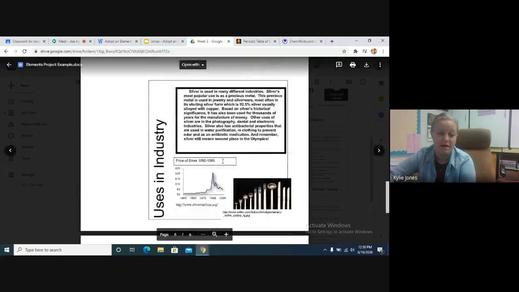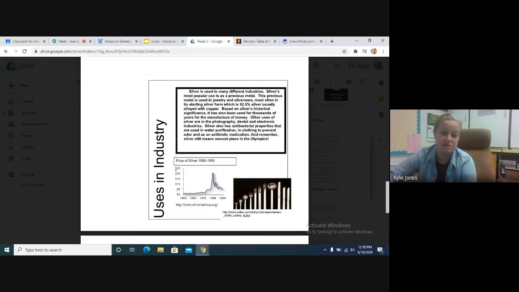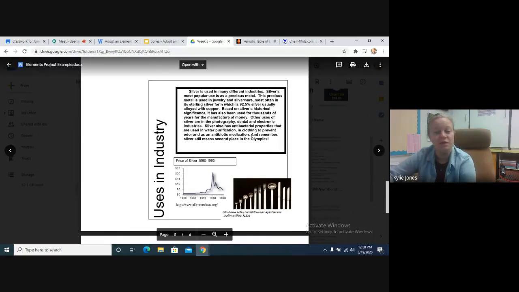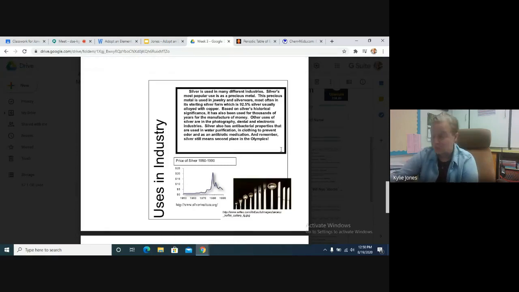The next slide is its uses. So how is silver used? Again, you want to make sure that you don't just copy and paste stuff. You want to put it into your own words, but you're going to Google around and research what sort of uses your chemical has. So if you got gold, what sort of uses does that element have? It's worth something, lots of money sometimes.